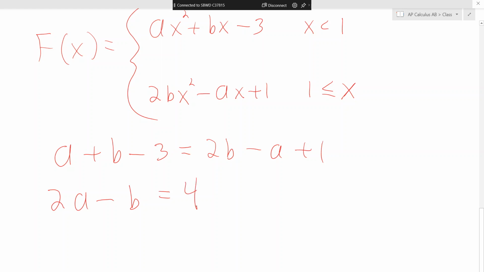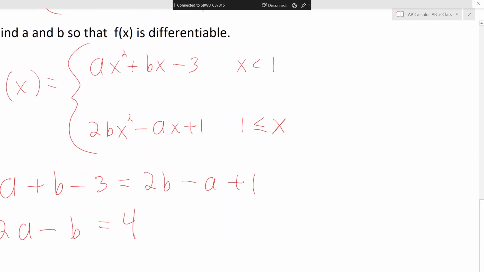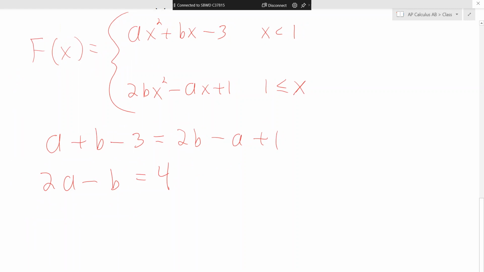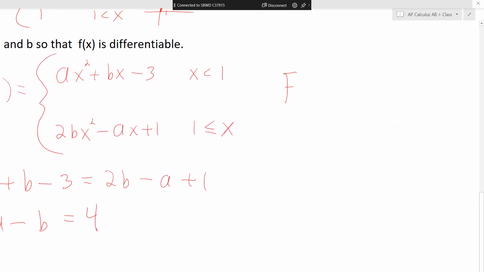Okay? But I also need the derivatives to meet each other at 1. So all we've got to do is derive this. It's just the power rule, and set those equal to each other at 1. So we're going to find f prime. I'm running out of room here. But f prime of x, I'm going to put it over here. Keep in mind, a and b are just constants. Okay? They don't have derivatives.